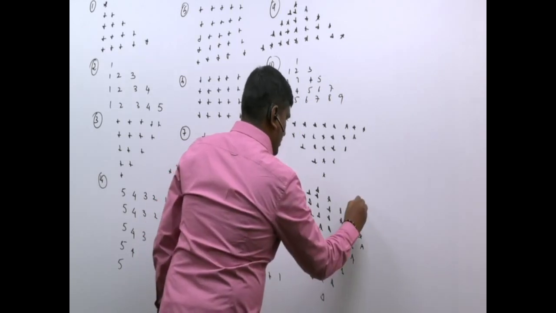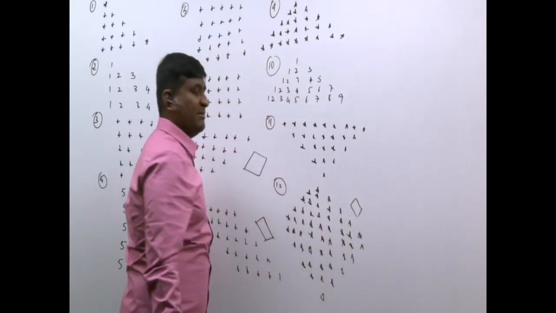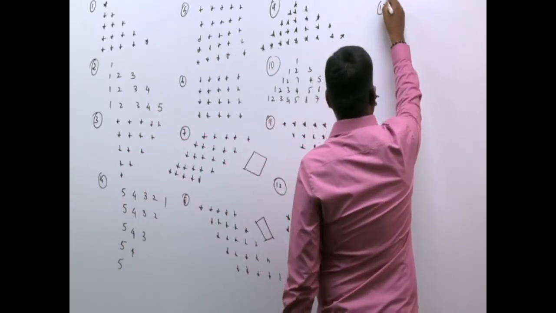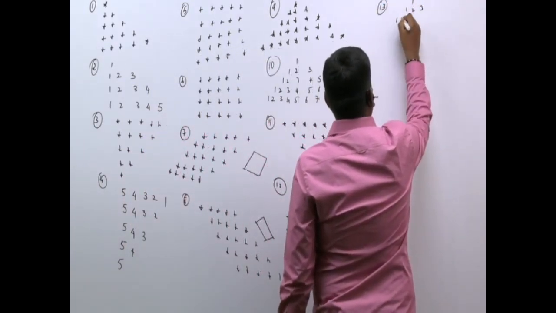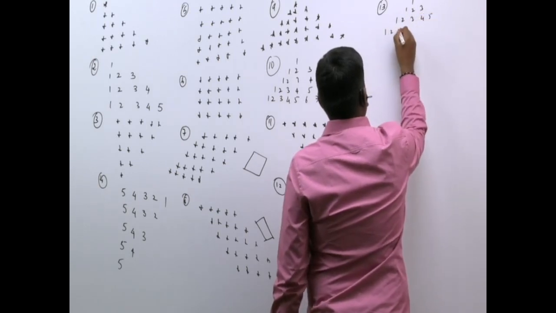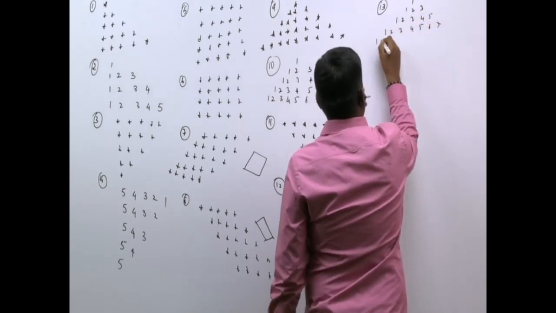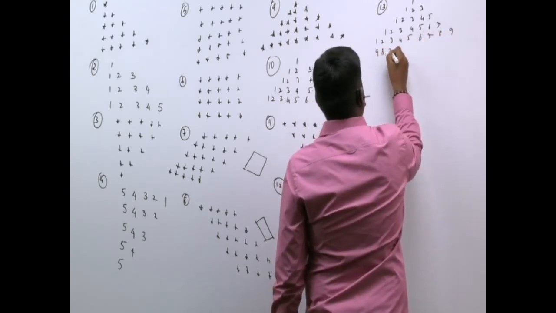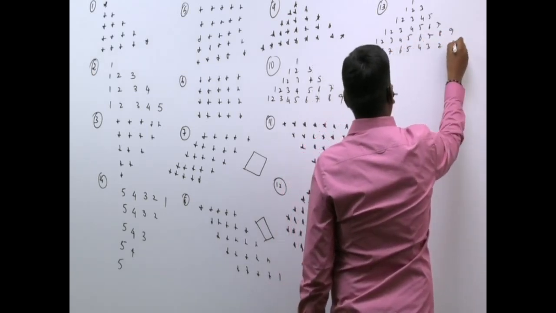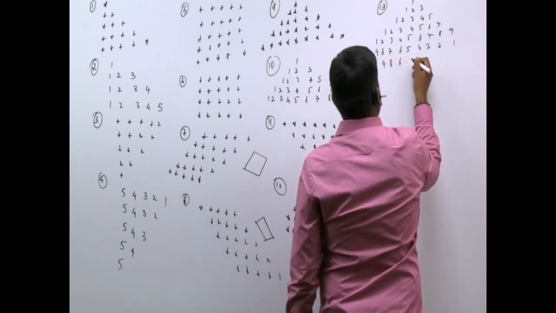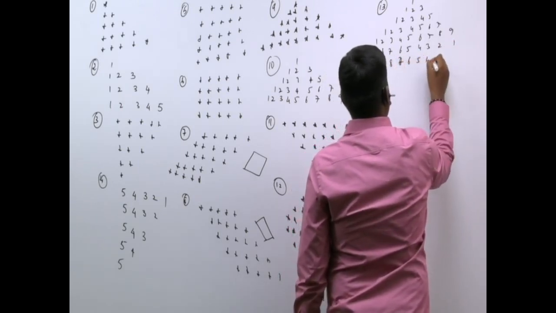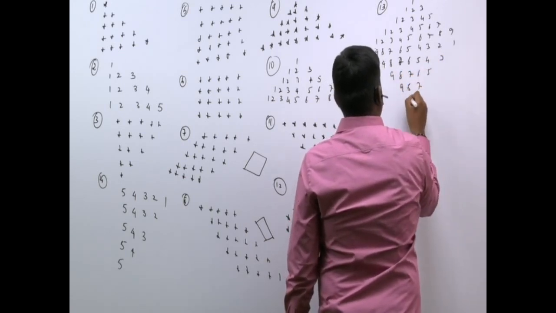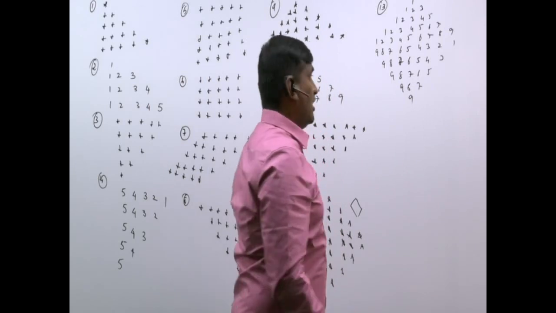See here, this looks something like this, a rhombus or diamond. The same thing they may ask you to write in the form of numbers like this: 1, 1, 2, 3, 1, 2, 3, 4, 5, 1, 2, 3, 4, 5, 6, 7, 1, 2, 3, 4, 5, 6, 7, 8, 9. Then again 9, 8, 7, 6, 5, 4, 3, 2, 1, like this.